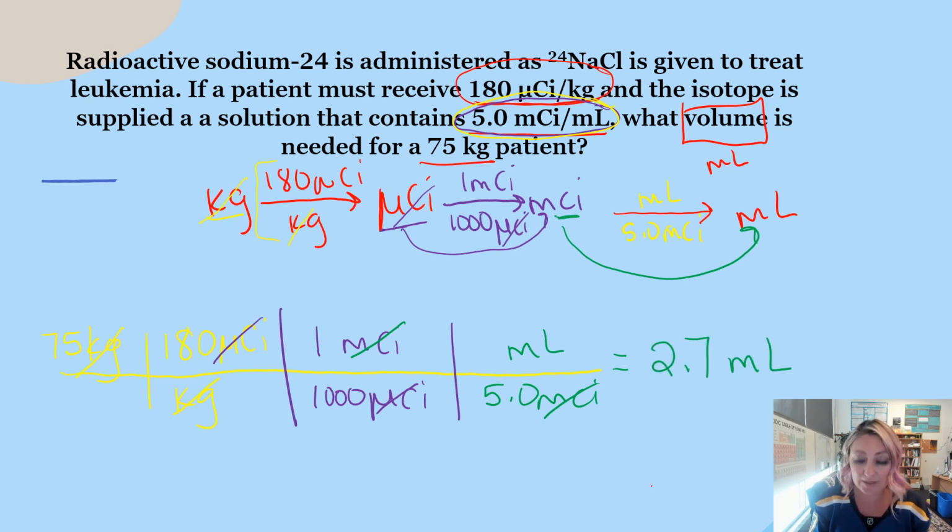And I'm going to double check my sig figs now. I have 2 sig figs in the 180 because there's no decimal, 2 sig figs in the weight, and 2 sig figs in the dosage. So my answer should also have 2 sig figs.